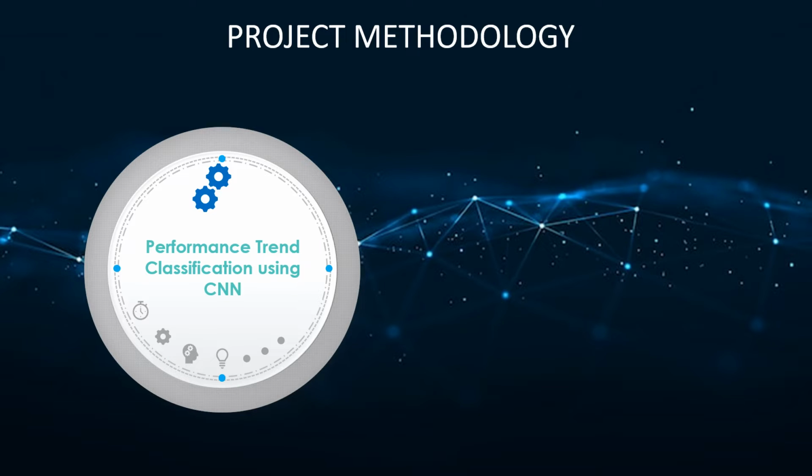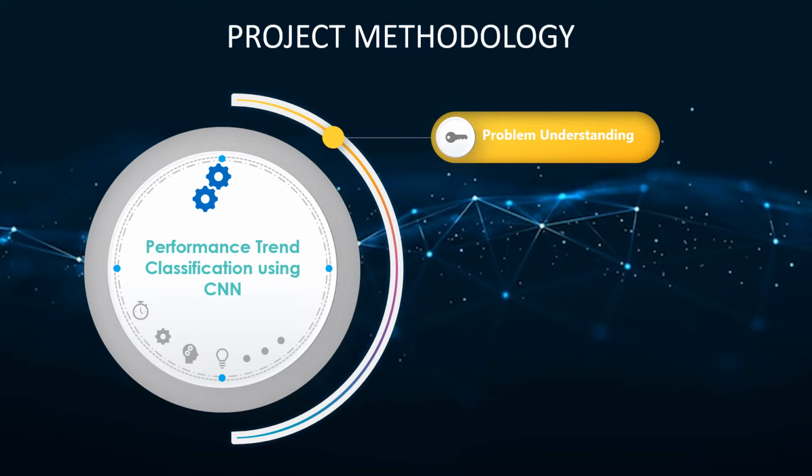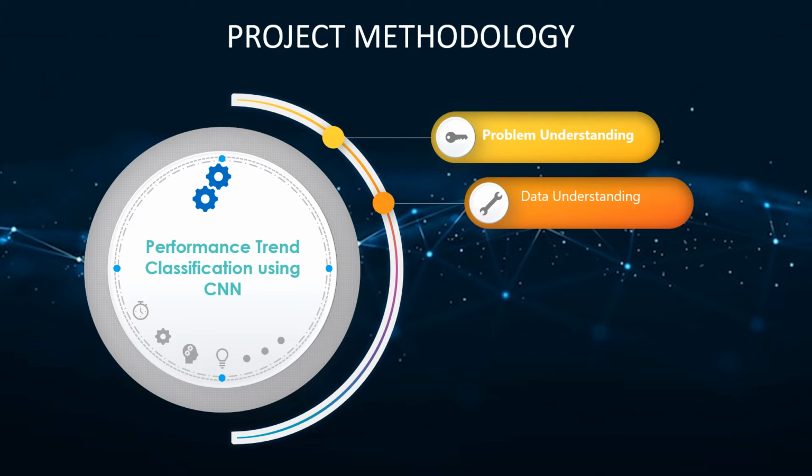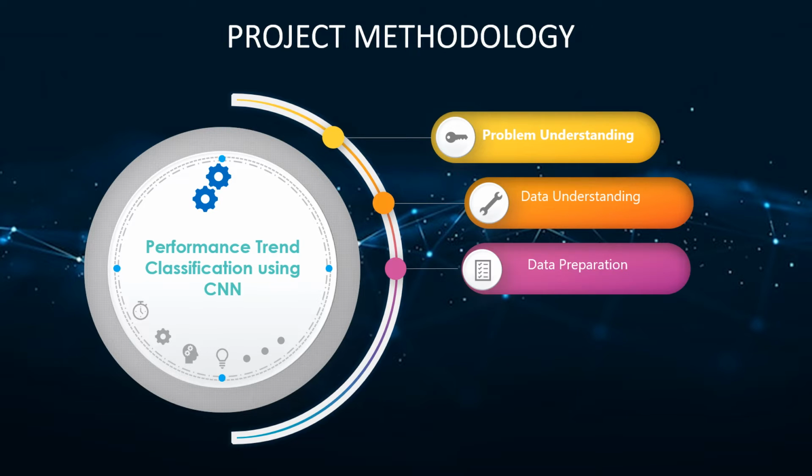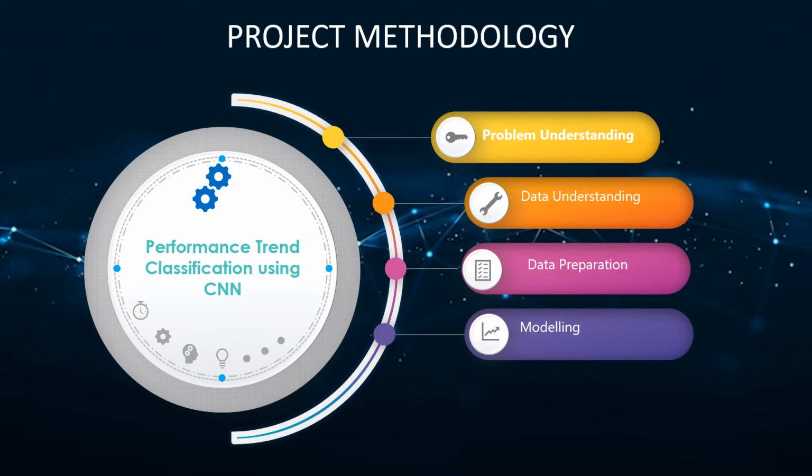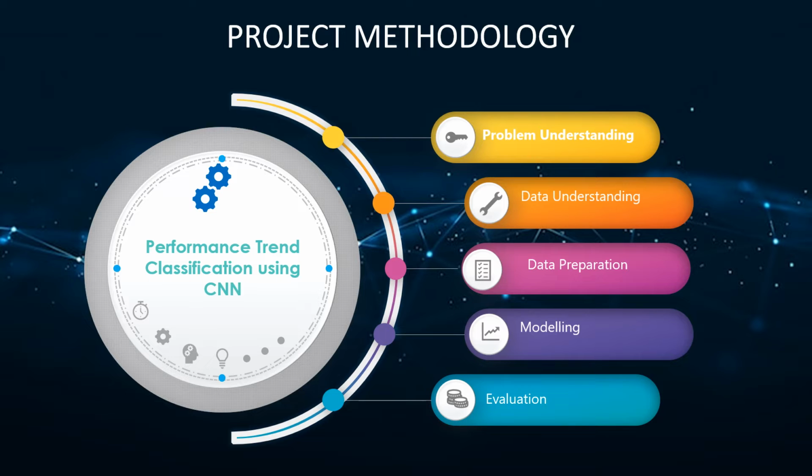I'll divide my performance trend classification project using CNN into 5 steps. One is problem understanding, which we discussed. Second is understanding the data that we'll be using. Third is preparation of the data that will be used as input to feed into the CNN model. The fourth is the modeling, where we'll be building the CNN models to classify the images. And the last is the evaluation of the models that we have built.